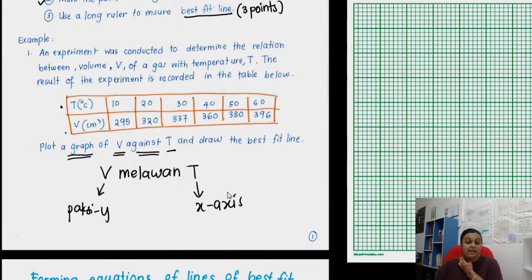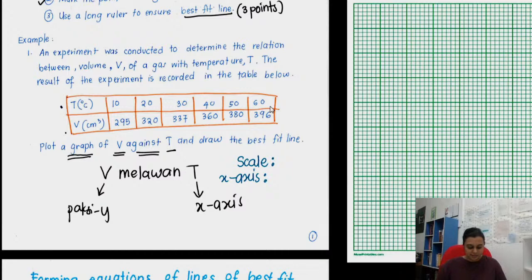Now let's see what scale we can use. Here teacher helps you all first. I give you the scale. For this one, for the x-axis, you can write down first, we use 2 cm, isn't it? This one, all right.